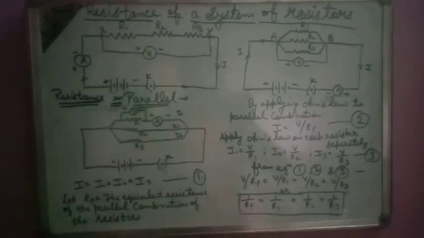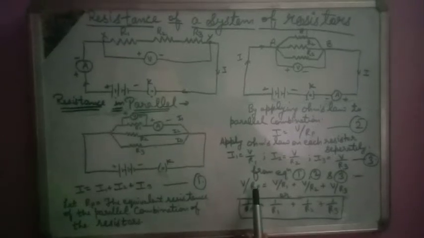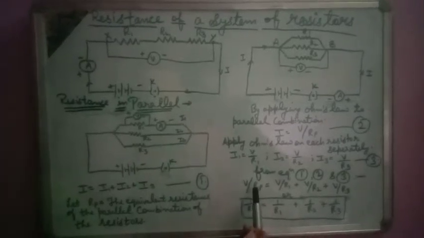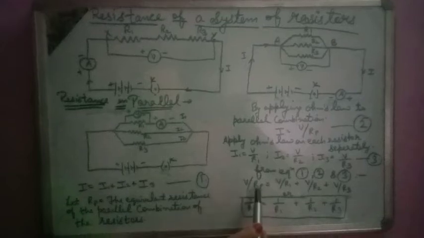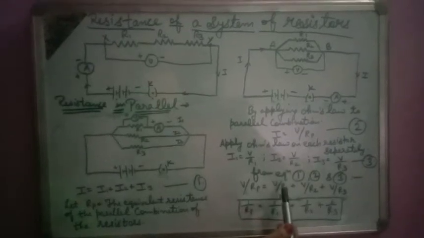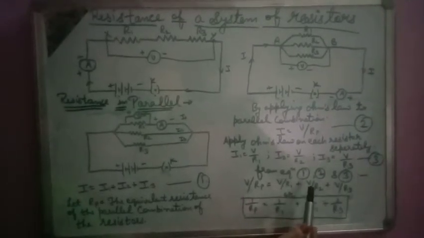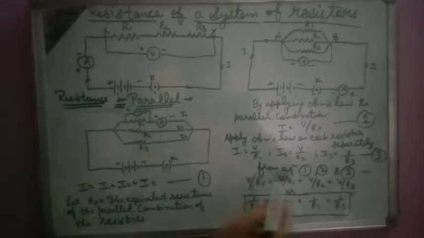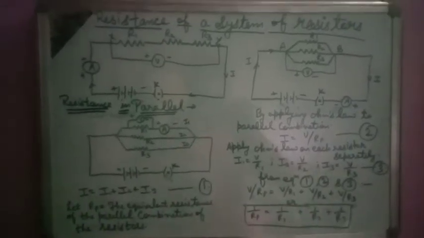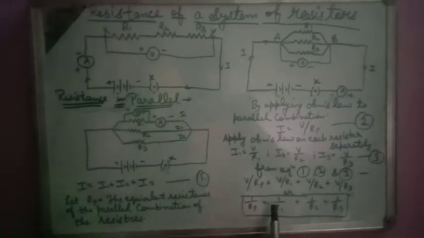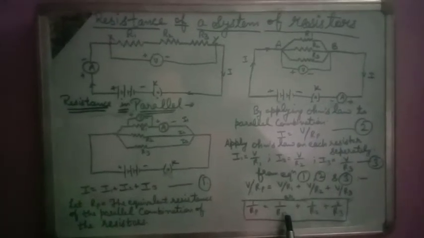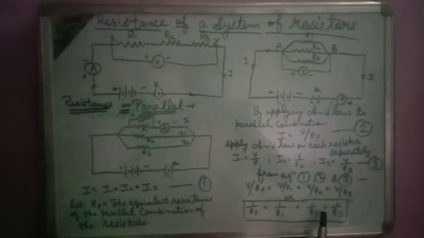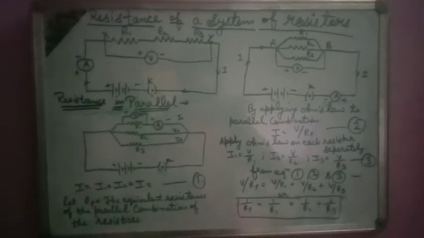If I look at the left hand side and the right hand side, what I will see is V upon RP is equal to the sum of V upon R1 plus V upon R2 plus V upon R3. If I take V common, what will be left? 1 upon RP is equal to 1 upon R1 plus 1 upon R2 plus 1 upon R3.